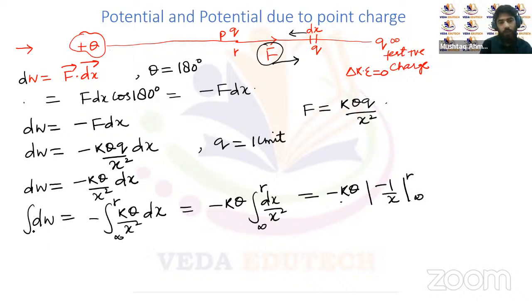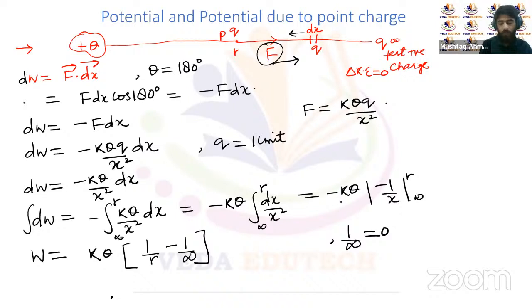So our integral of dw will give us the total work done, that will be equal to kq times upper limit minus lower limit, that's 1 upon r minus 1 upon infinity, right? And we know that 1 upon infinity is equal to 0. So from here we can see that the work done in bringing this charge q from infinity to that point in the field of this plus q charge is equal to kq upon r, right? So this is what we call the potential V.